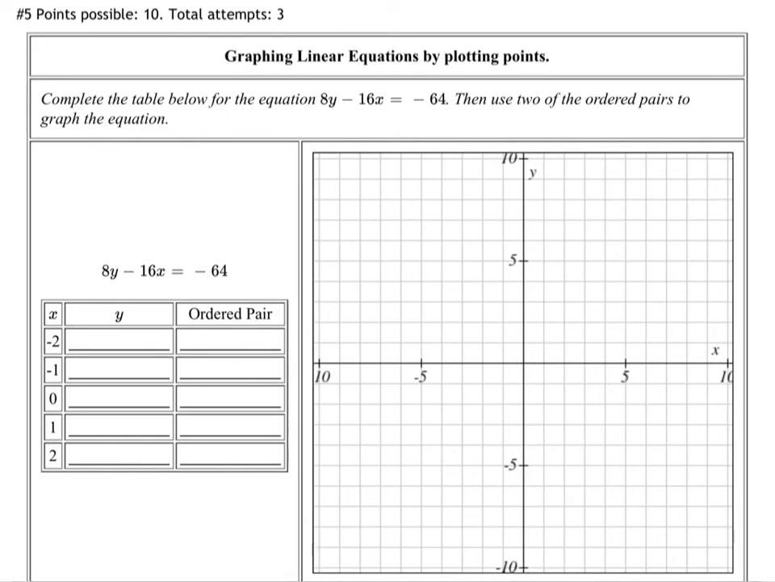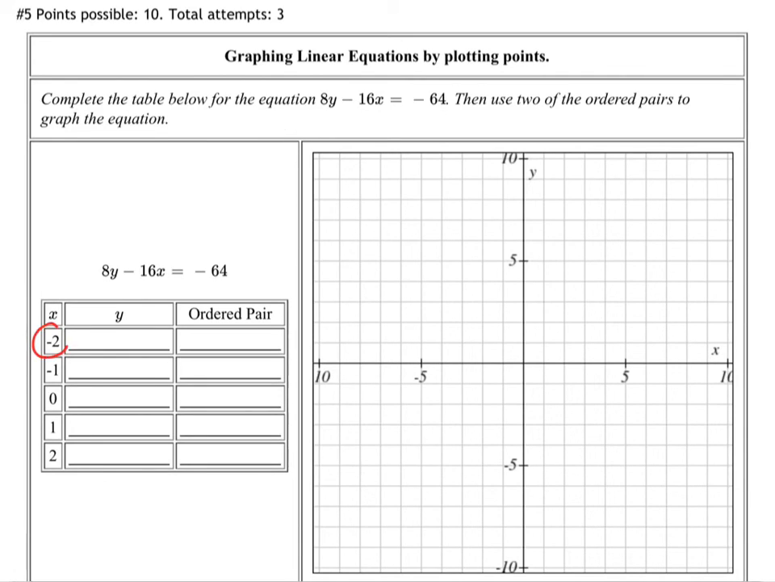Let's try one more. How about we do this one? This will be our last one. 8y minus 16x is minus 64. Well, you can see it up there. I don't need to rewrite it there. Yeah, so take that equation. Can you do that first one?